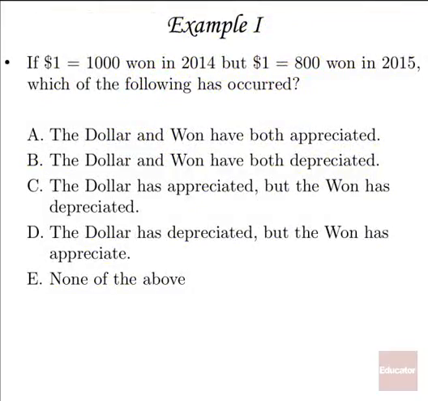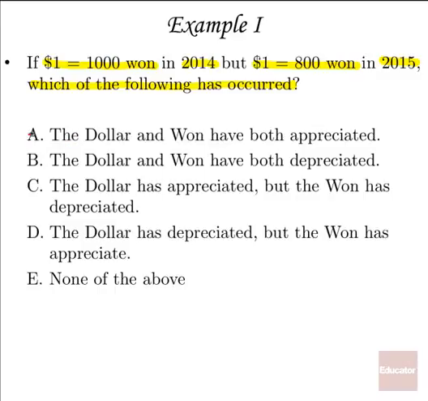So let's take a look at example number 1. If a dollar equals 1,000 won, which is the currency in 2014, but a dollar equals 800 won in 2015, which of the following has occurred? All right, let's take a look at these answer choices. I want to practice test-taking skills as much as I teach you macroeconomics, because chances are you're watching this because you want to get that 5 on the AP exam, and that's my goal for you too. The dollar and the won have both appreciated.